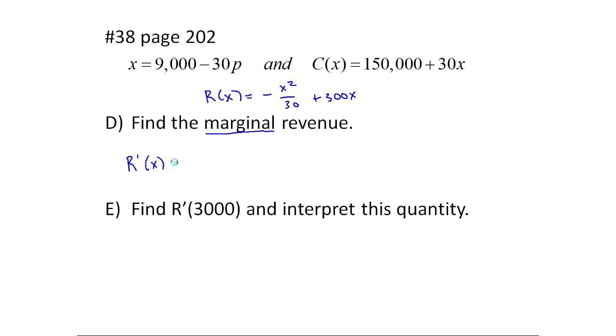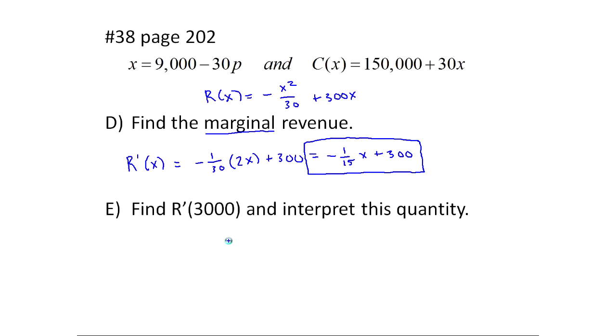So that means R prime of x is going to be the derivative of this. Now, I'm going to write this a little carefully, and I'm going to say, okay, that could be minus 1 over 30 times the derivative of x squared. Now, x squared, the derivative is 2x. And then plus the derivative of 300x, but that's a number times x, so this is just going to be plus 300. All right, we've seen this before, a very similar function. And so 2 times minus 1 over 30 is minus 1 over 15. x plus 300 is what we're left with from before. So here's the marginal revenue.